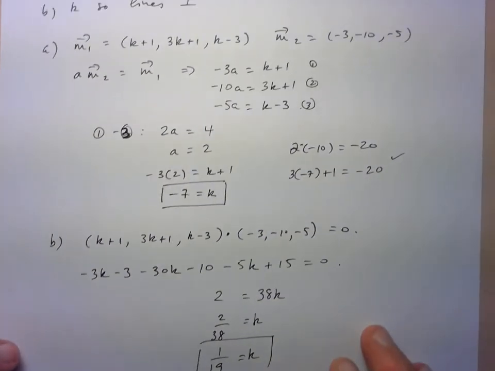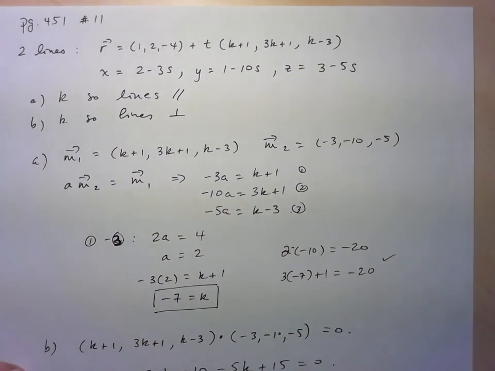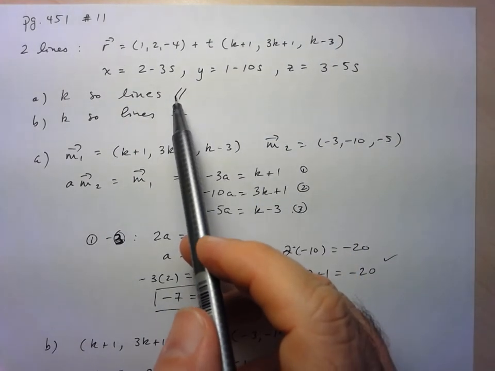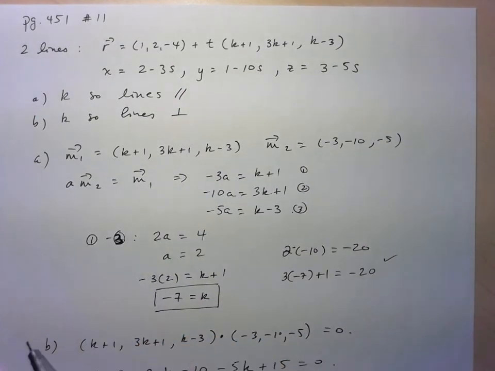Again, just to recap, we're using the properties that exist between parallel and perpendicular vectors. For vectors to be parallel, they need to be scalar multiples of each other, and for them to be perpendicular, their dot product needs to be equal to 0. Okay, that's it for this one.